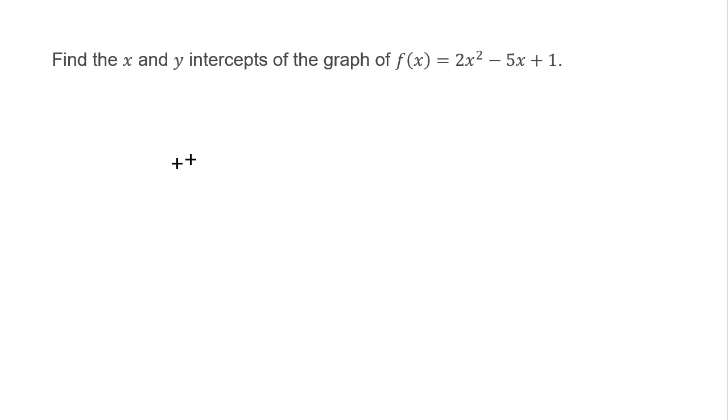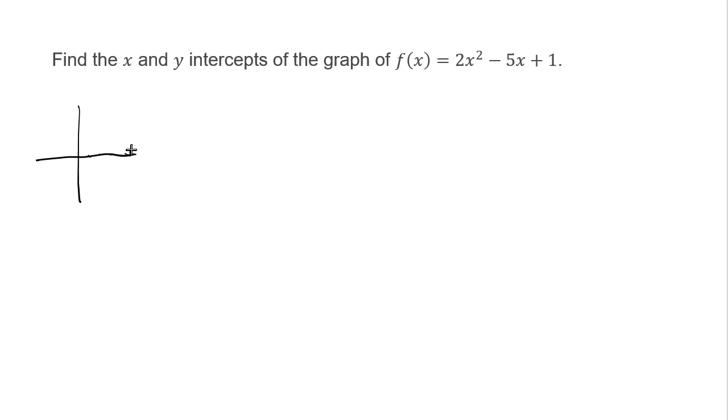Find the x and y intercepts of the graph of this parabola. Well, x and y intercepts are points where the graph crosses the x-axis or y-axis. And if you look at the plane and think about what points are on the x-axis, well, the y-coordinates are always 0 on the x-axis, right?